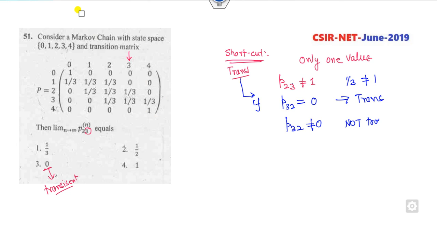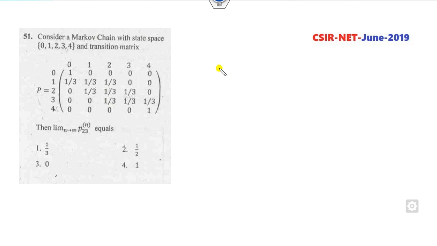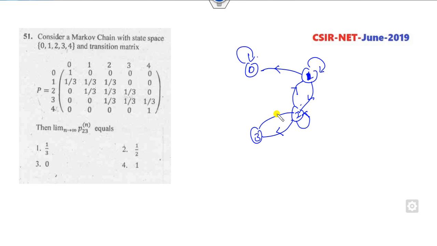You can draw the diagram. So I can quickly draw the diagram. How can you draw that? From 1 to 1, 1 to 2 is not there. So start from 0, then 1 goes to 1, 1 to 2, fine. Now you can start from 2: 2 to 1, 2 to 2, 2 to 3, fine. Then 3 to 2, 3 to 4, 3 to 3, and 4 to 4. Now you can check that.